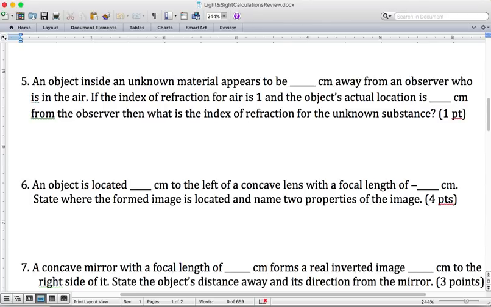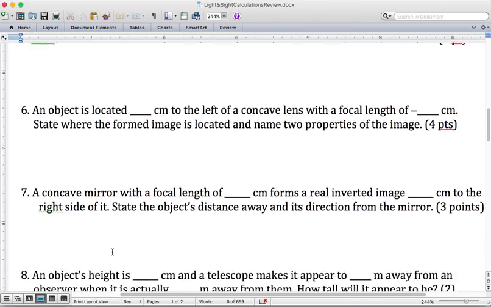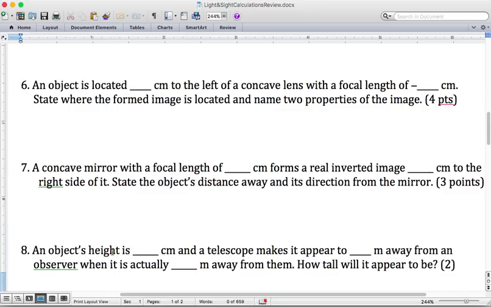Okay, so we're going to take a break from lenses. Let's do number 8 now. An observer's height is blank centimeters, and a telescope makes it appear to be blank meters away from an observer. That's kind of worded weirdly, sorry about that. It should say makes them appear to be blank meters away from an observer, when it is actually blank meters away from them.